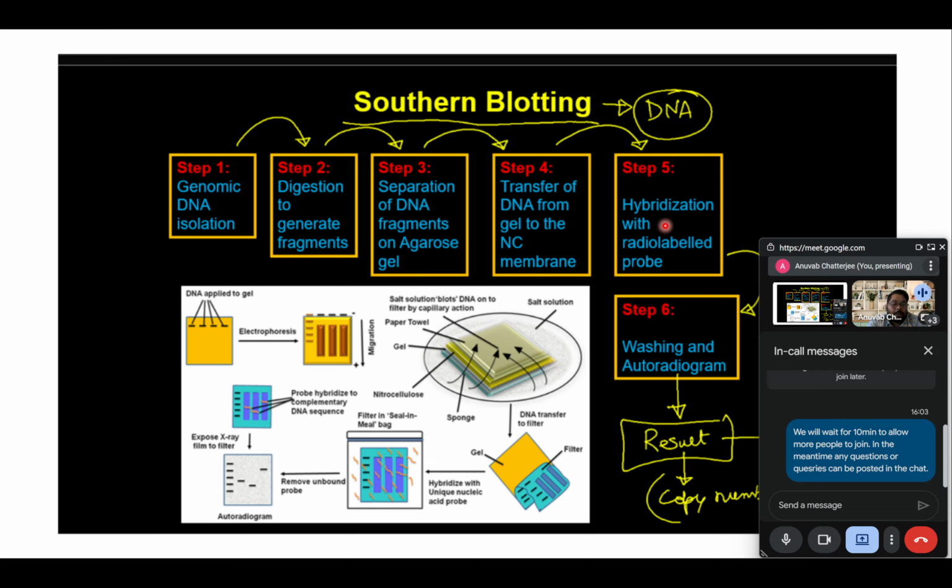And since the probe is radio labeled, you can do something known as autoradiograph, which is essentially you having a silver nitrate plate on top, opposite to it, and then you shoot it with X-rays. And wherever there is any radio labeling, that will essentially darken. And essentially, you will be able to figure out where on the nitrocellulose membrane your piece of DNA was.